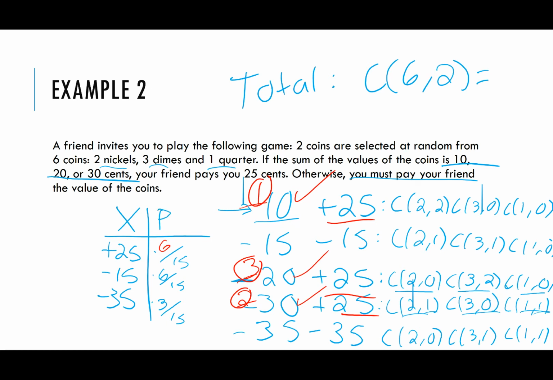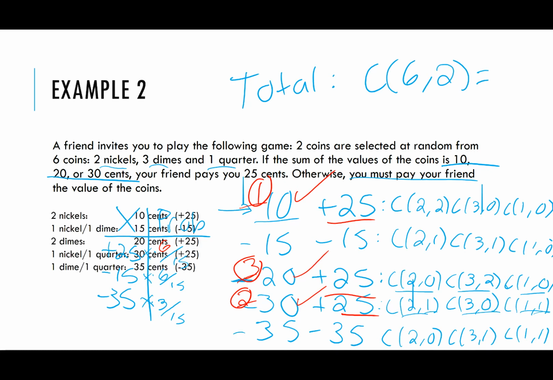So probability is much harder to come about. It takes a lot longer to do. But now you've got your table. So all you have to do to find the expected value is multiply 25 with 6 over 15, multiply negative 15 with 6 over 15, multiply negative 35 with 3 over 15. Add them all up, and you have your expected value.